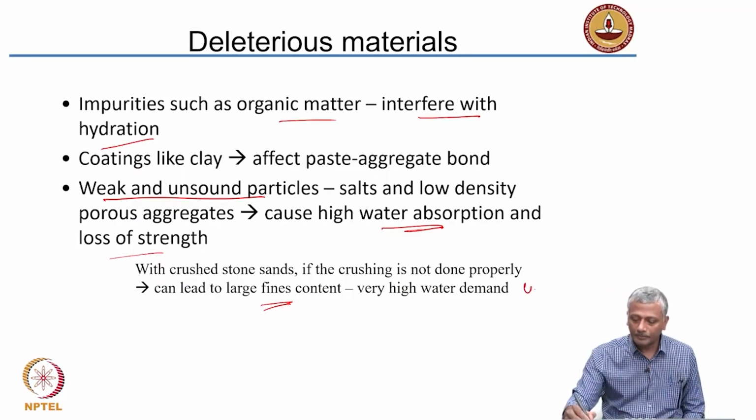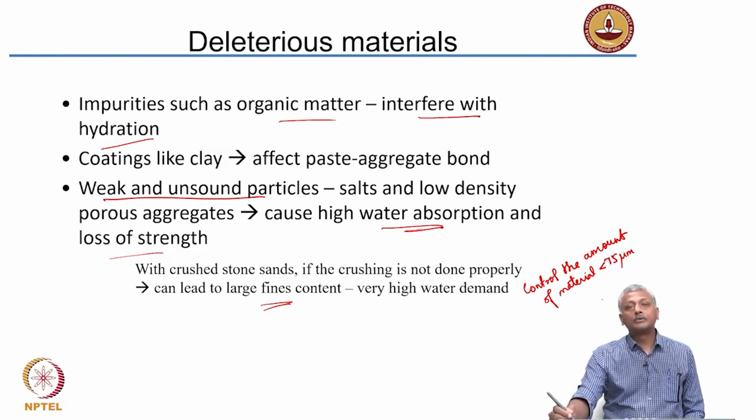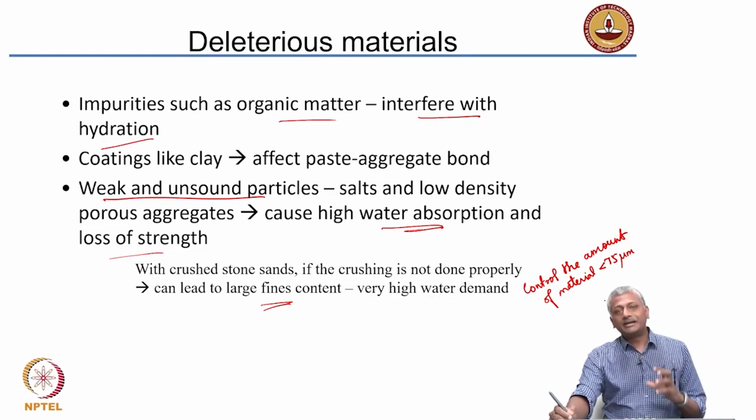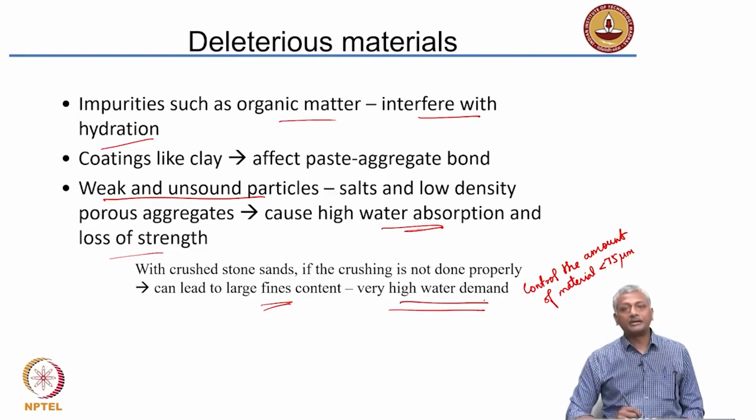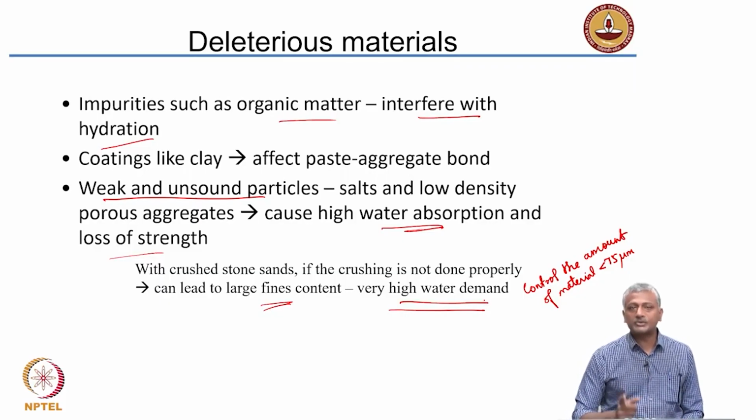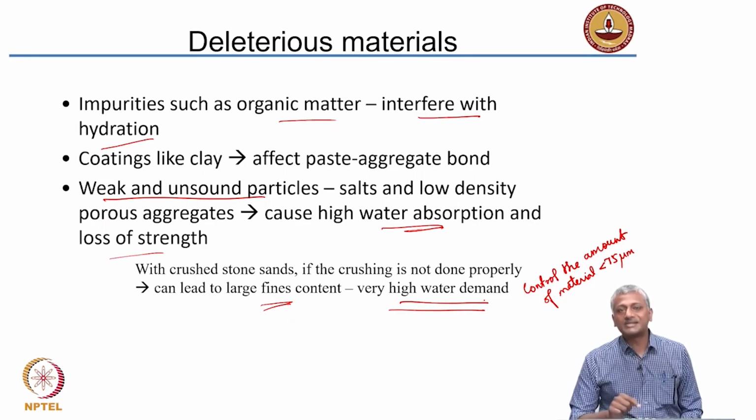So, you need to control the amount of material which is lower than 75 micron in size, because that may be silt or clay. If that comes into your concrete from the sand, it will start increasing your water demand tremendously, and you will get a lot of problems in controlling the quality of your concrete. So, that is one thing you need to be worried about when you start using crushed stone sand.